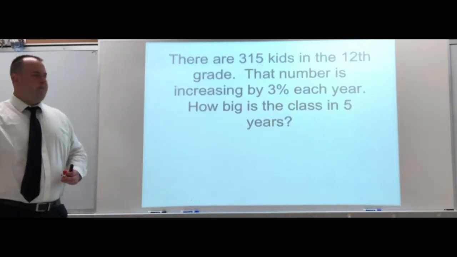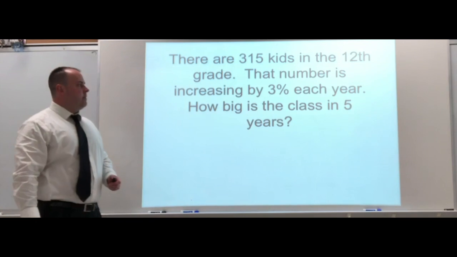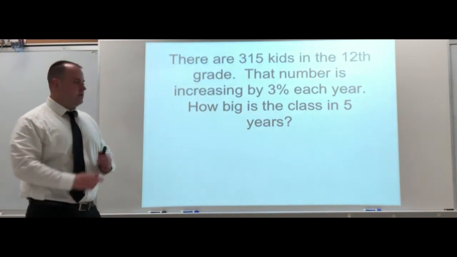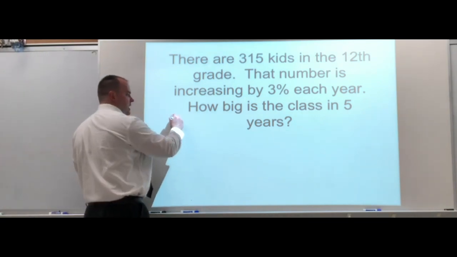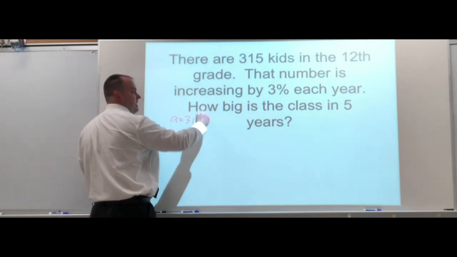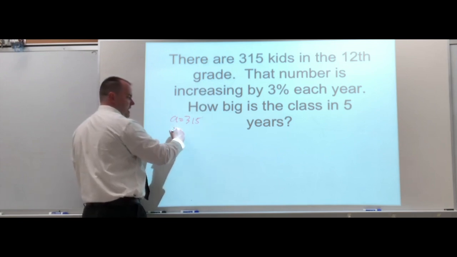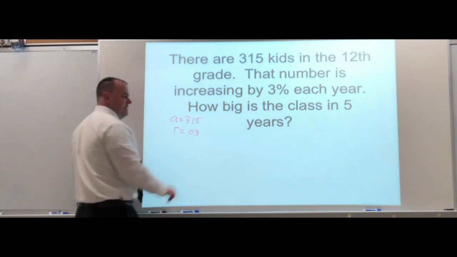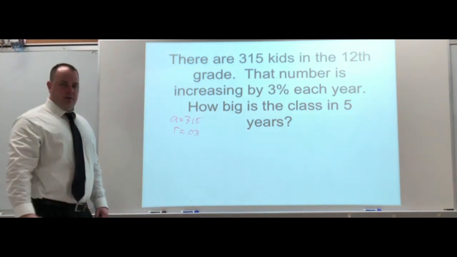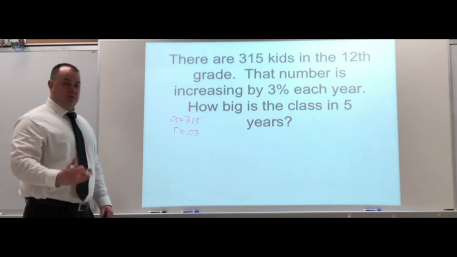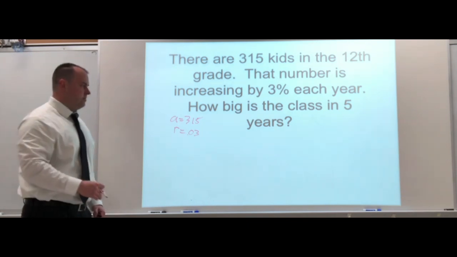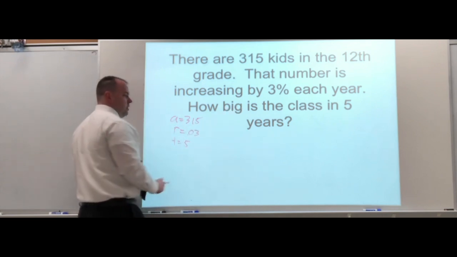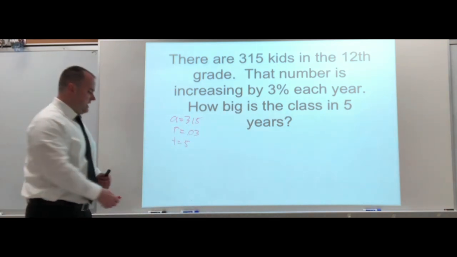There are 315 kids in the 12th grade. That number is increasing by 3% each year. How big is the class in 5 years? Well, our a, our starting amount, is 315. That's how much it's starting with. Our rate is 3%. I'm automatically going to start putting this as 0.03. That's what you need to plug into the formula. So remember, change that percentage into a decimal. And time, they're asking for 5 years. So there are the three pieces we need.